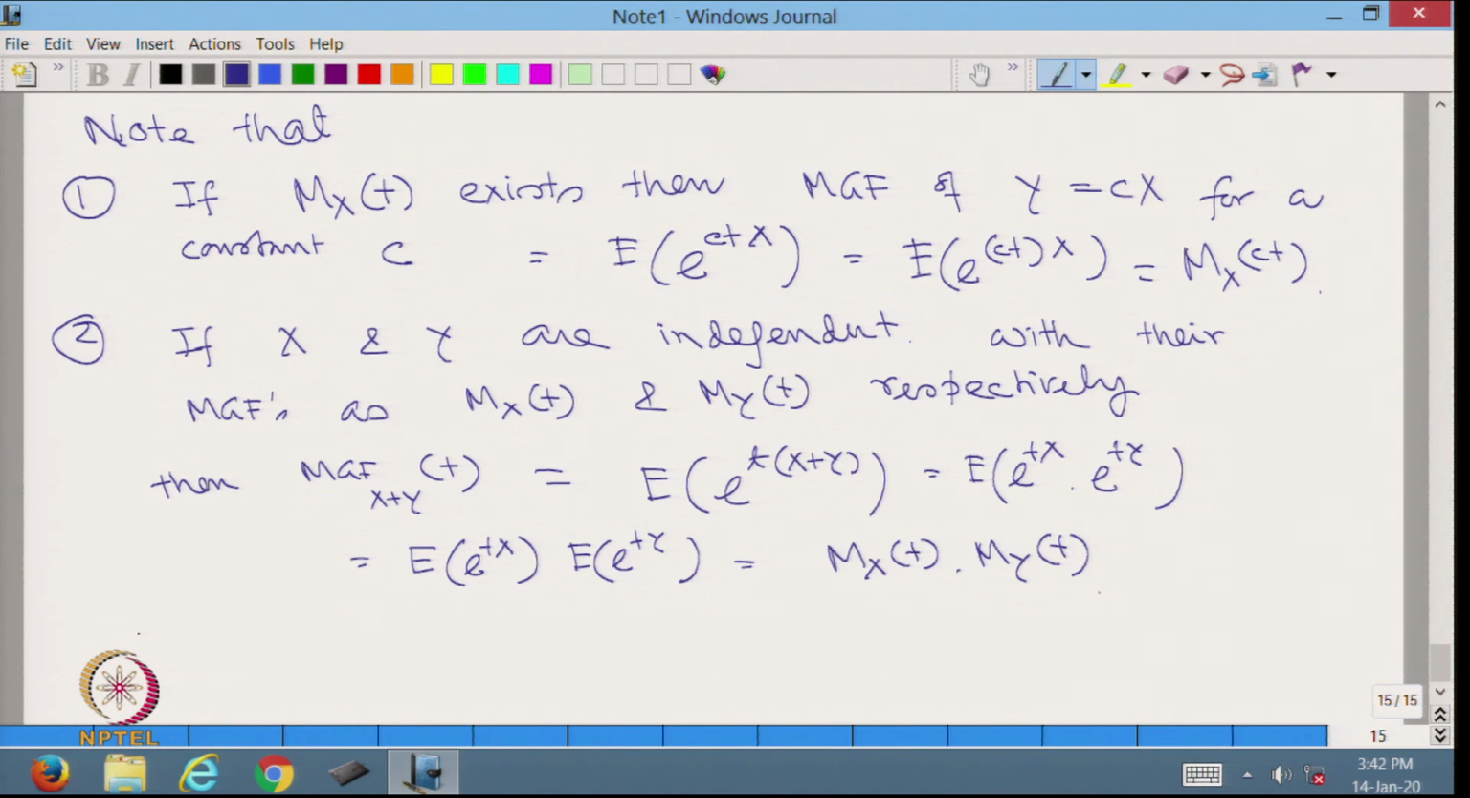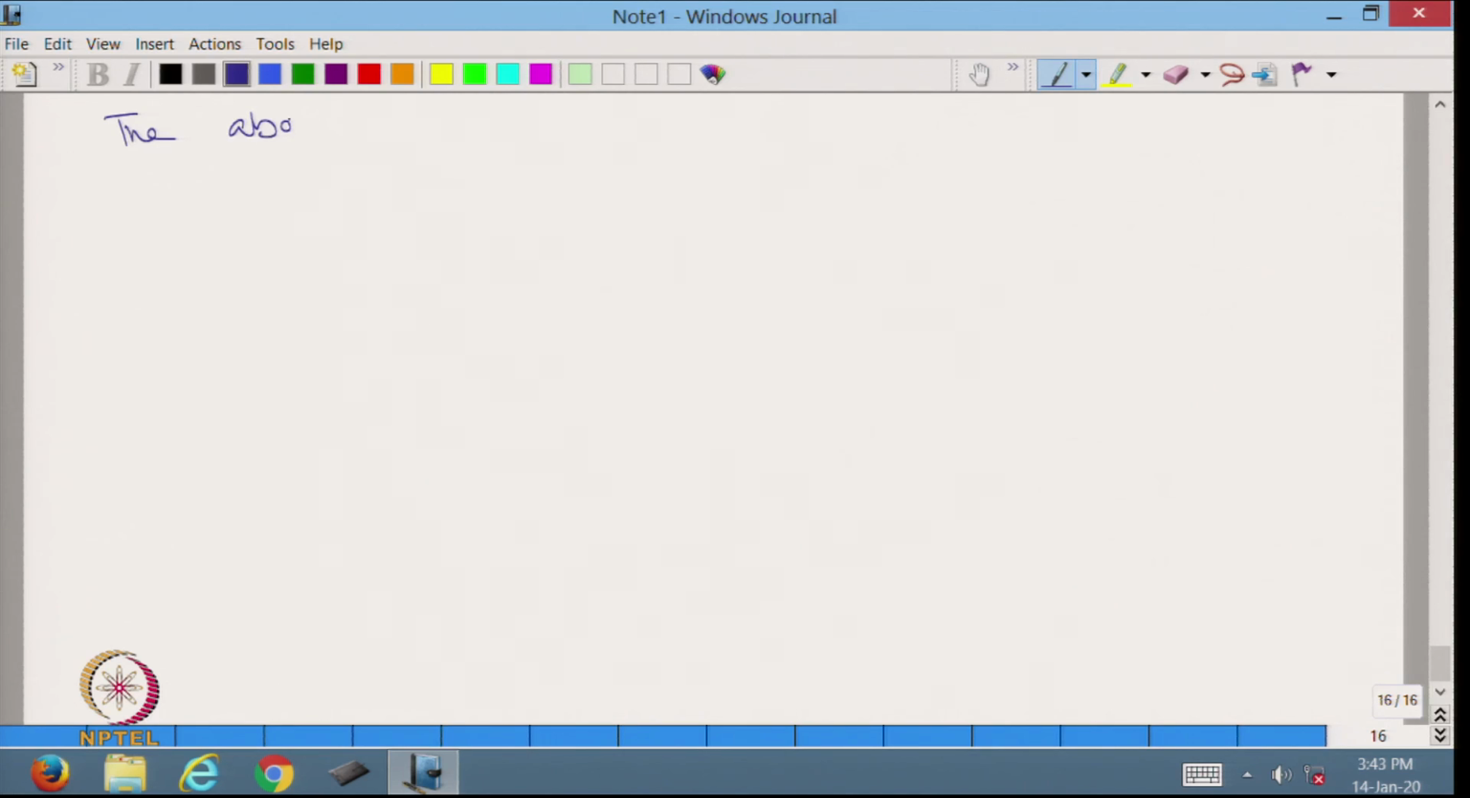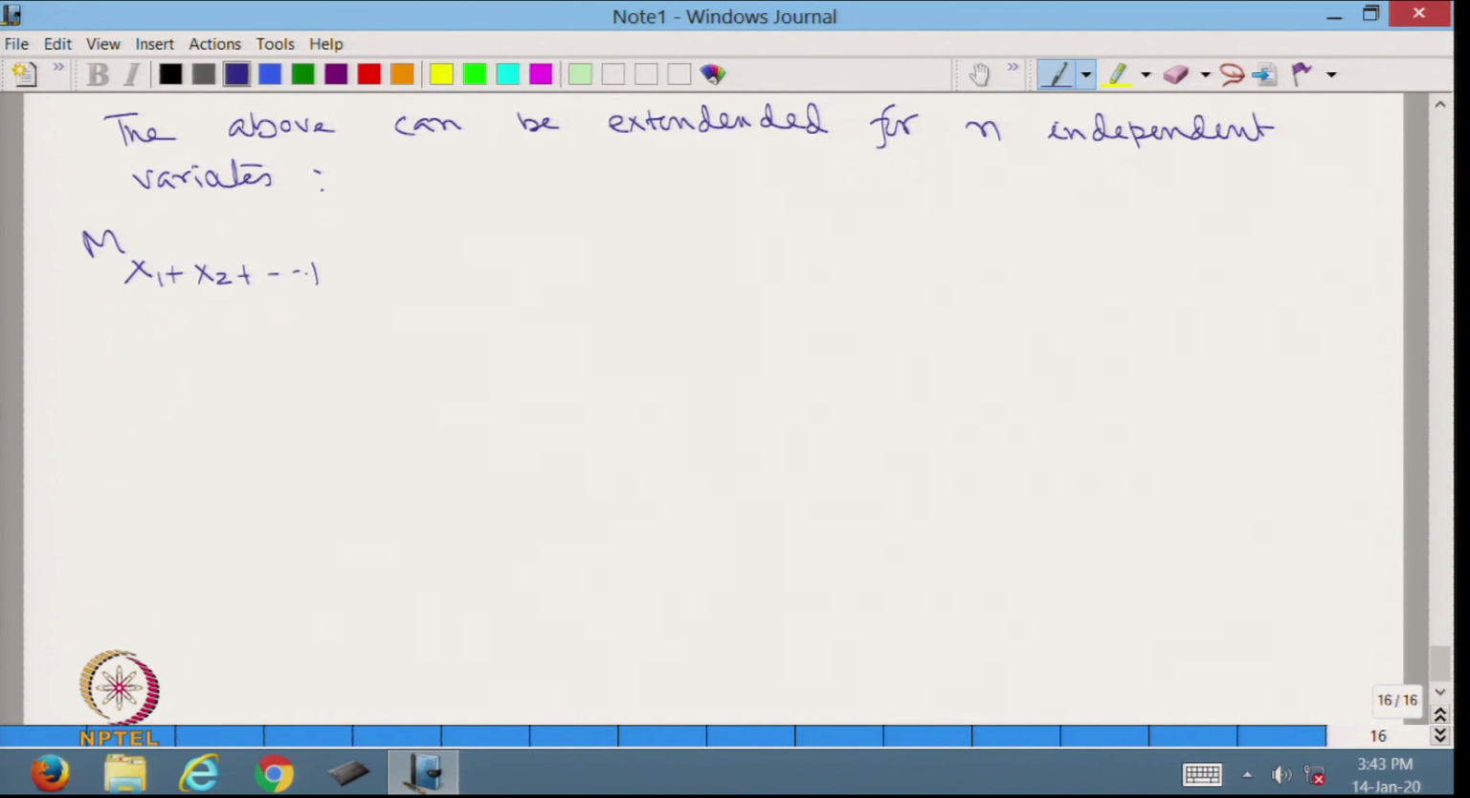This can be extended for n independent variates, that is, moment generating function of X1 plus X2 plus ... plus Xn at t is equal to M_X1(t) into M_X2(t) into ... into M_Xn(t). Did we see it before?